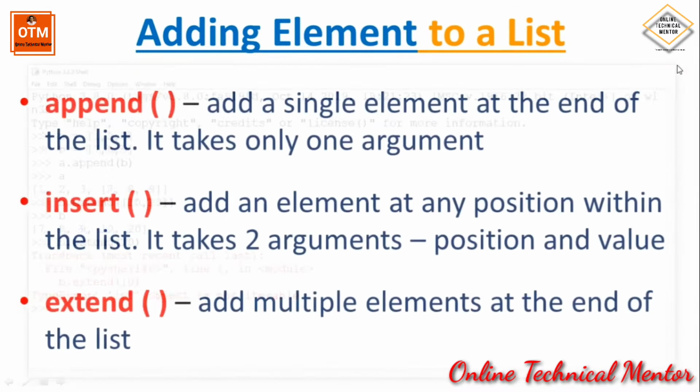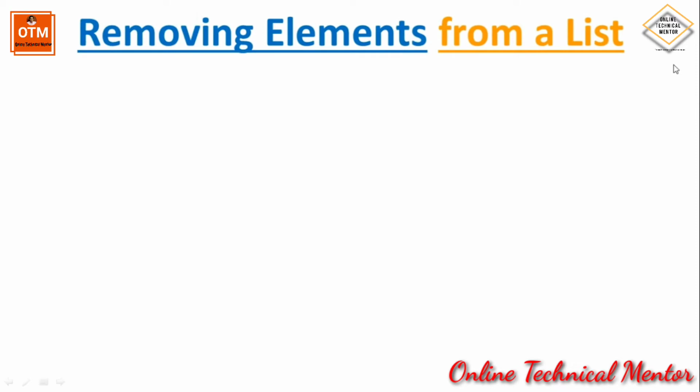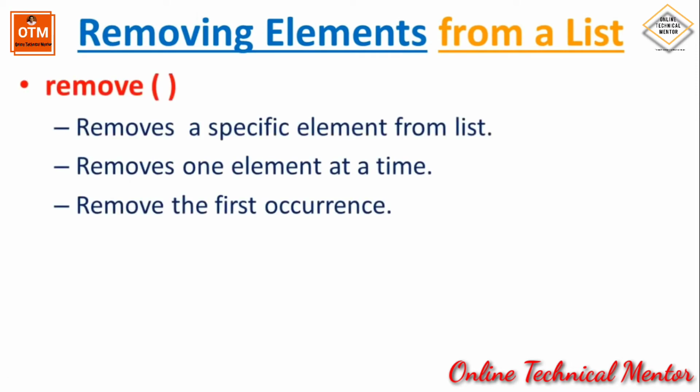Next, let me show you how to remove elements from the list. There are two ways of removing an element from a list. The first one is remove. This remove method removes a specific element from a list, one element at a time. It removes the first occurrence. If the same element occurs multiple times, it will remove the first occurrence only.